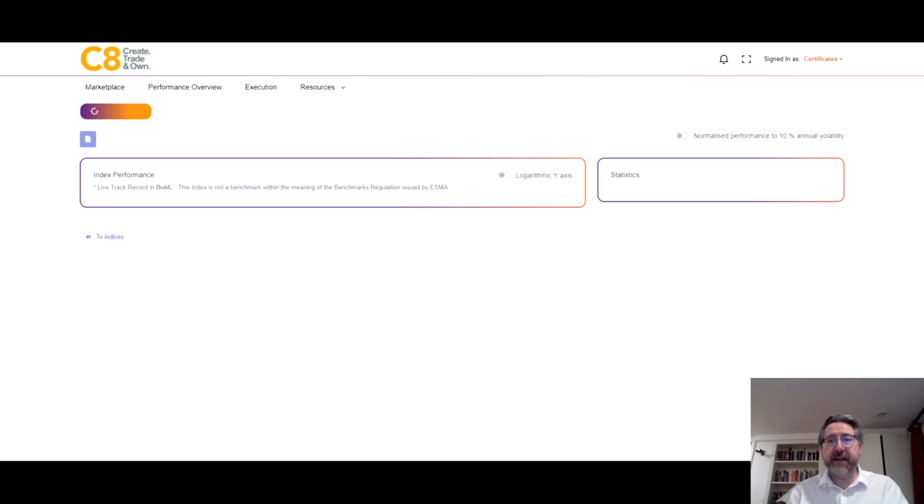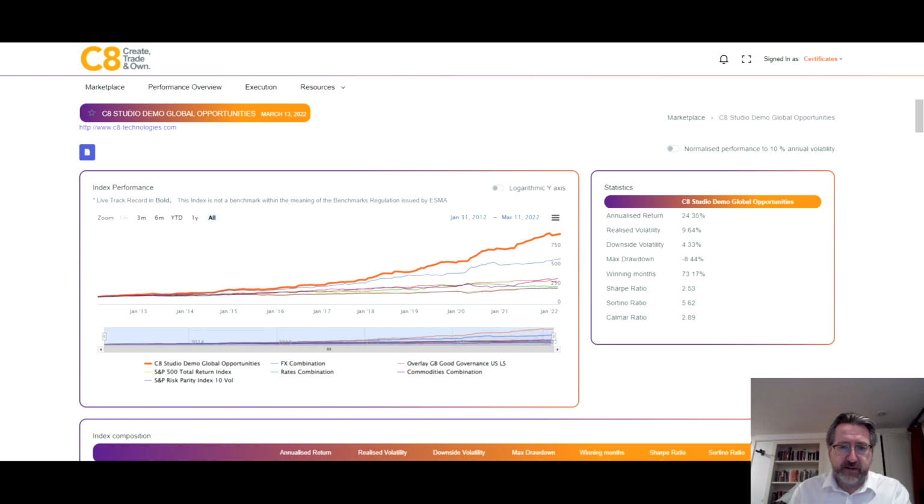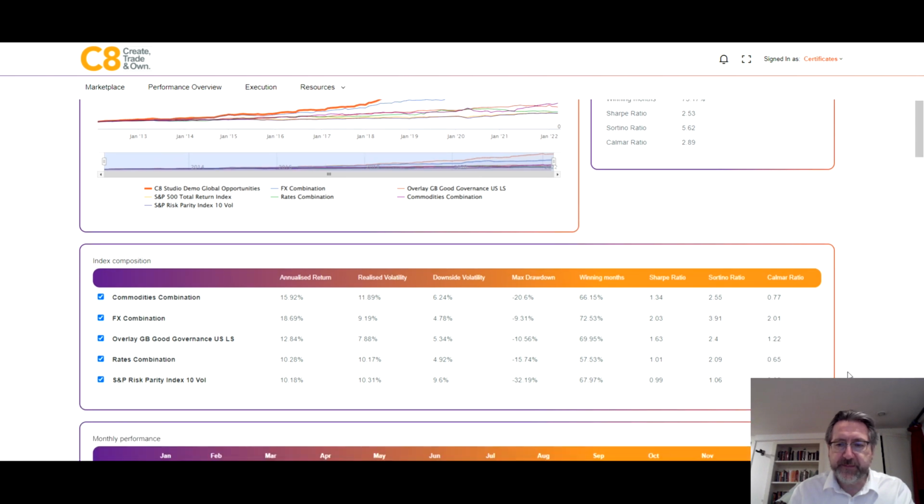Create. So that's taking now 5 separate indices that are already, 4 of which are already risk premia, 1 of which is risk parity, and 3 of them are actually combinations already: commodities, foreign exchange and rates. And this is where we start to get some very interesting results, as you can see. So with 10% vol, which is what we're targeting, is producing an annual return of nearly 24% and a Sharpe ratio of 2.53.